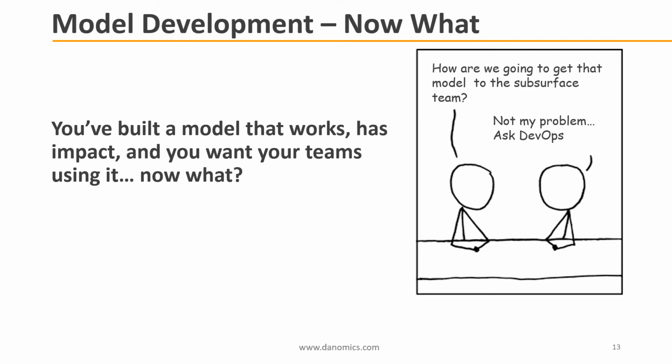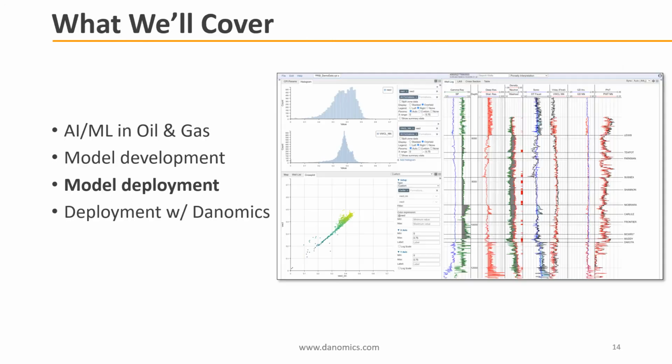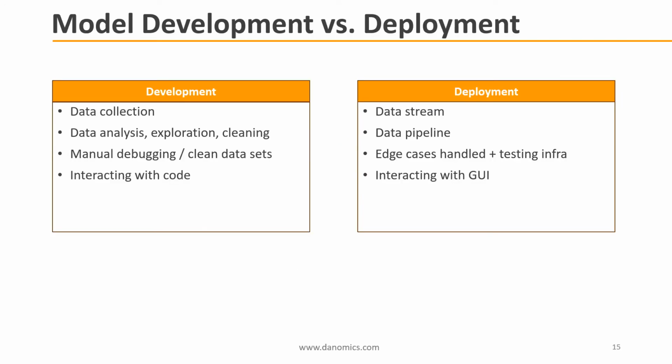Okay, so once again, you've built that model. It seems to work. You think it's going to have impact. Your teams want to use it. Now what? And that takes us to model deployment. So let's start off with the difference between development and deployment. Developing the model is what we just talked about. You go through that process of building and training a model, and in a way, it's kind of like doing lab work, if you think about that as an analogy. You're doing something very carefully. You're often doing it in a very manual process.